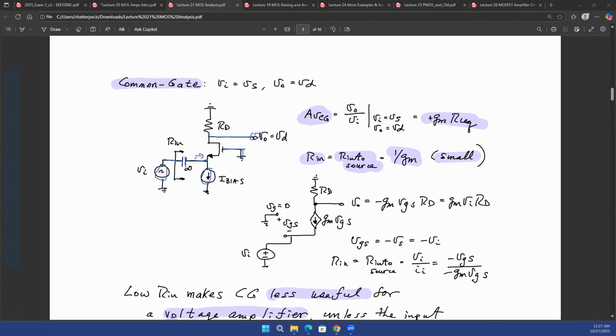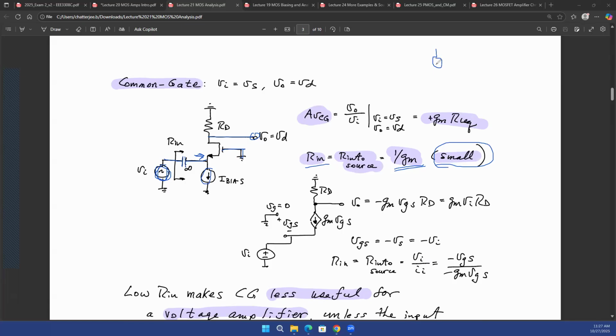In this case, the interesting thing is, again, looking into the source terminal, you'll see a 1 upon gm resistance, which is a small resistance. Your 1 upon gm will be a small resistance, and that's what you'll see looking into the source terminal. And because of that reason, this is less useful as a voltage amplifier. Why? Because you have a voltage source over here, and then you're applying that voltage source to a very low resistance. Generally, that's not a good idea, right?